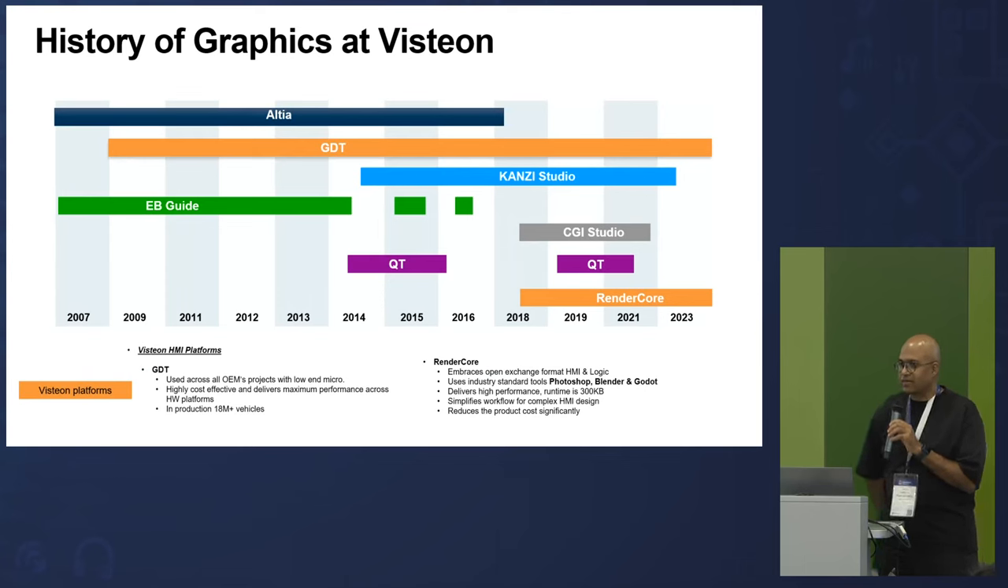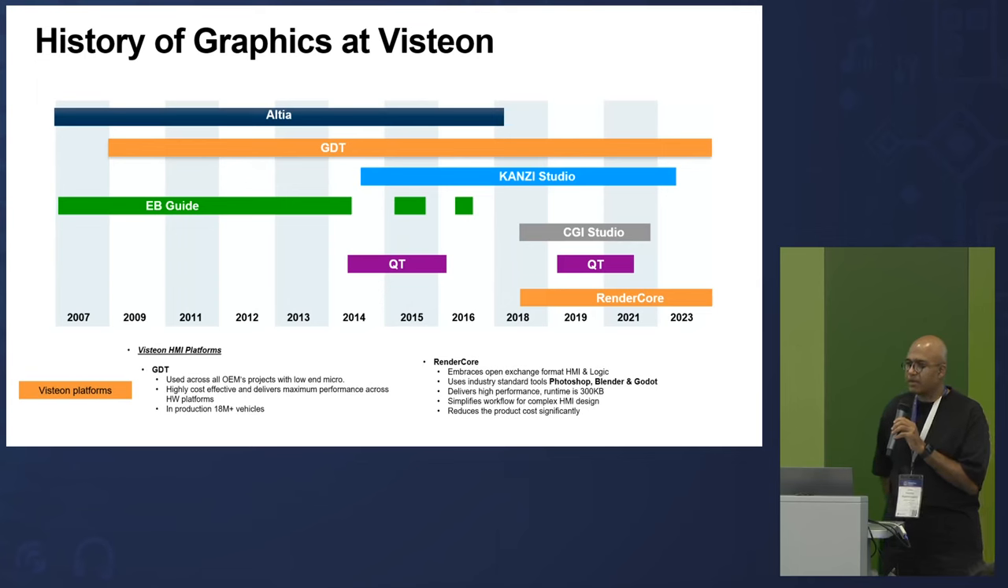It started out with doing 2D stuff with GDT. This is primarily a graphics toolchain that was developed in-house. Runs on a micro, like an ESP32 kind of micro. It's still in production. It's probably gone into about 20 million cars, 30 million cars by now.